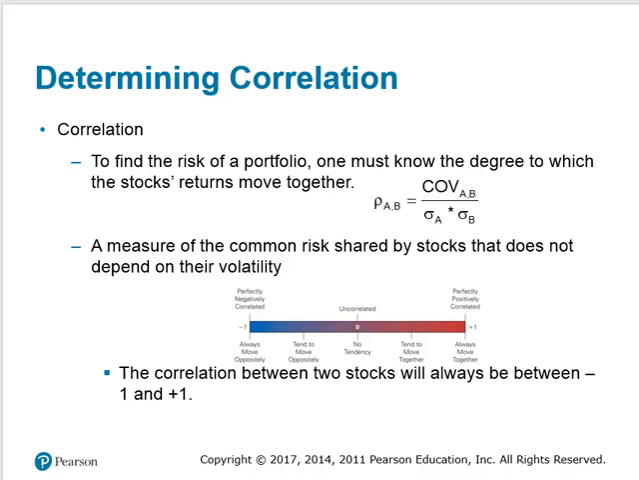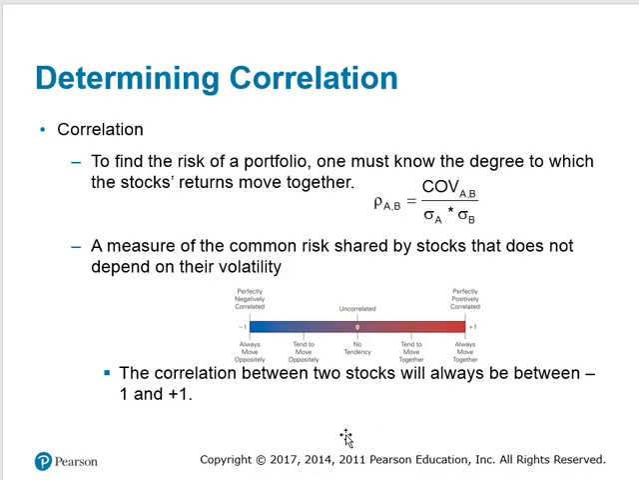It's a measurement that's shared by stocks, doesn't depend on its volatility, but in order to figure out what happens to risk, we need to know the degree to which these assets are going to move together. Assets that move together will not create as much diversification as assets that do not. So we have a very basic formula for correlation. The lowest this number can be is -1, and the highest it can be is +1.